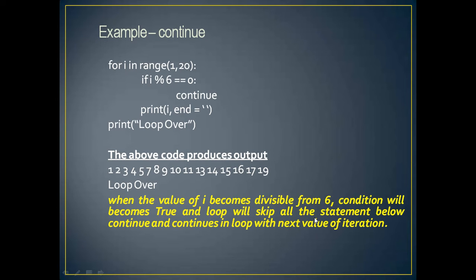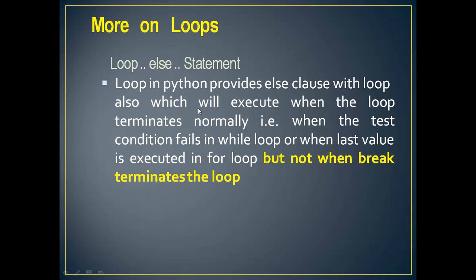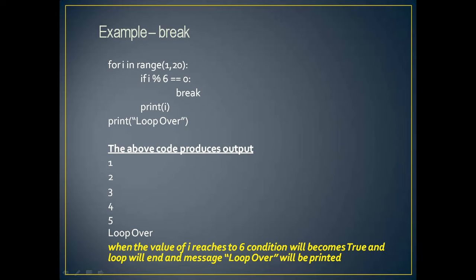When the value of I becomes divisible by 6, the condition becomes true and the loop skips all the statements below continue and continues in the loop with the next value of iteration. If you want, I can give a statement below continue also here. If I modulus 6 equals 0, we are told to continue, and we have printed here. Okay, this is about break and continue.